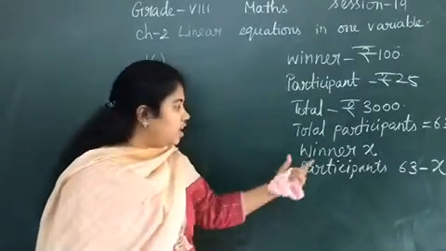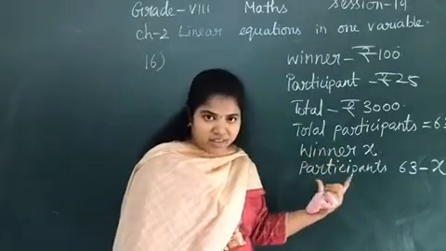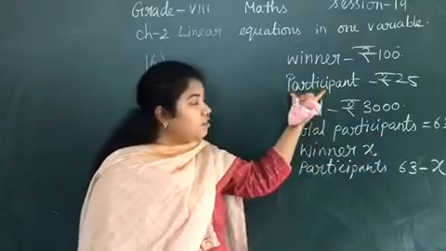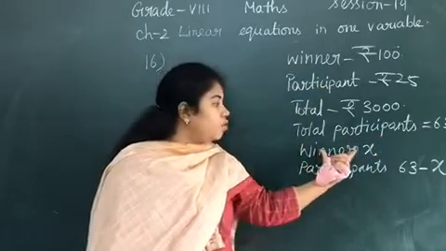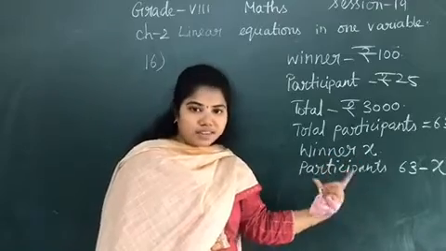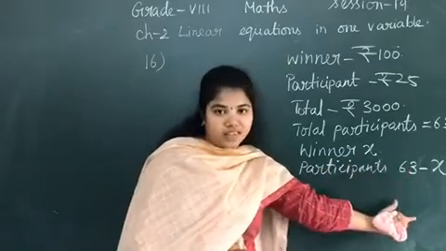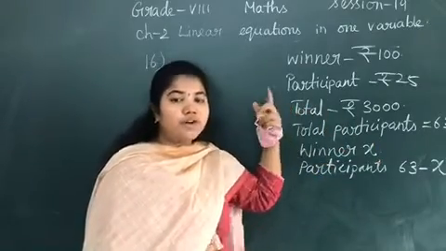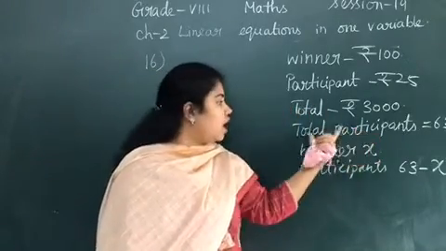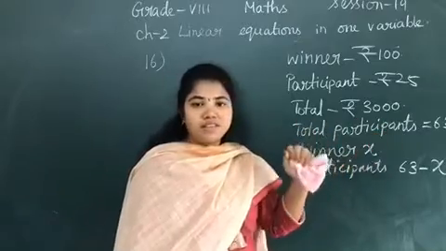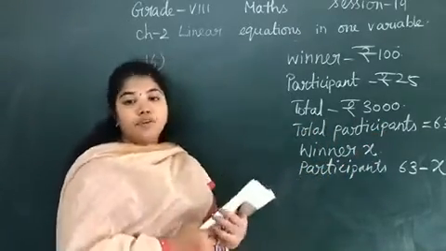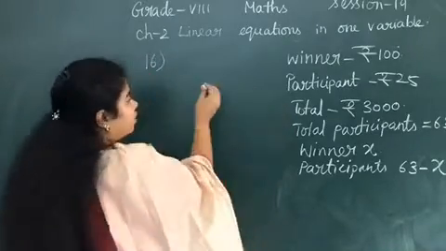Can you understand? Let the winners be X. The total number of participants is 63. The participants who are not winning will be the rest, right? So 63 minus X. Are you clear about it? Next, the total amount given for the prizes is rupees 3000 and the total number of participants is 63. Now what we are going to find is the number of winners. Now what we will do?